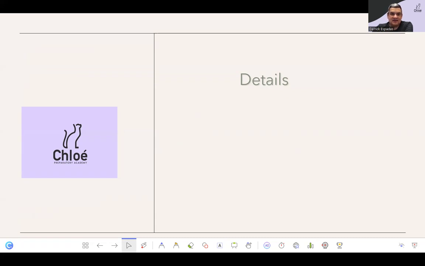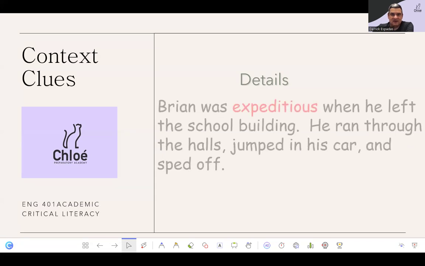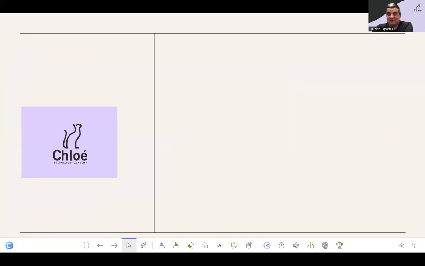So let's take another example. Brian was expeditious when he left the school building. He ran through the halls, jumped in his car, and sped off. So what did Brian do? He's looking to get out. So Brian was blank when he left. Well, he's running, he's jumping, he's not stopping. So Brian was quick. And that is exactly what expeditious means.